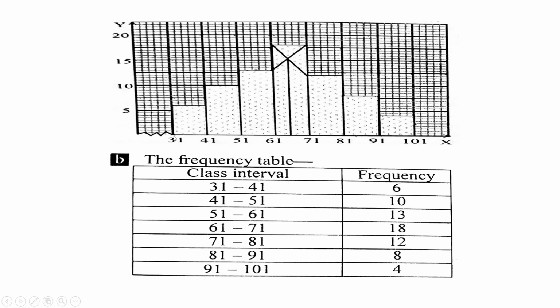Here, class interval 31 to 41, and from the y-axis we get the frequency is 6. In the next class interval, 41 to 51, from the y-axis, that is from frequency, we get in this class frequency is 10, and we write 10 here.